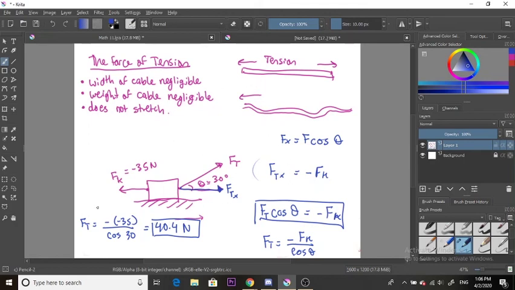So this is how we deal with tension. Thank you for listening, and I will see you next time when we start talking about how to draw free body diagrams like this one.